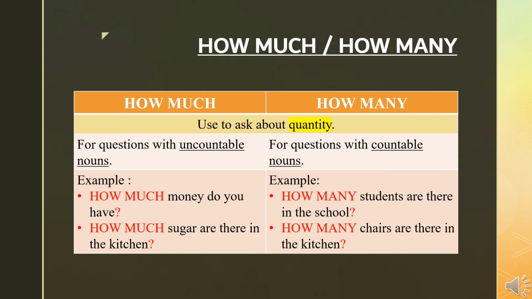How many is used for questions with countable nouns. For example, how many students are there in the school? How many chairs are there in the kitchen? Students and chairs are countable nouns, so we use how many.